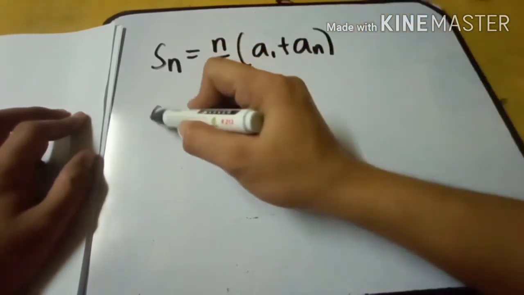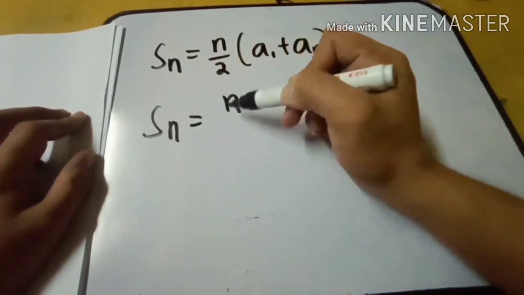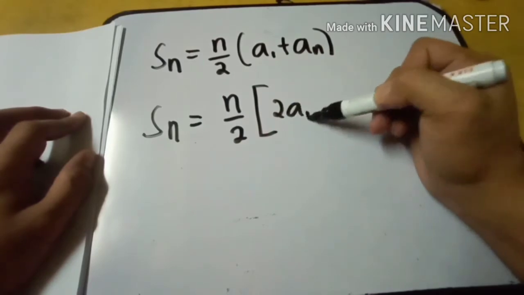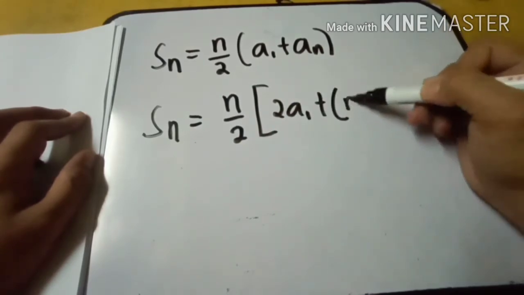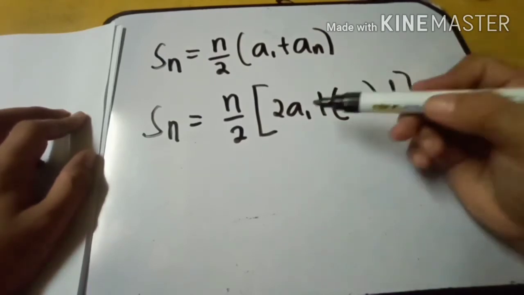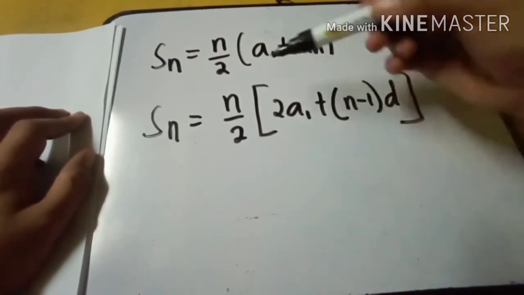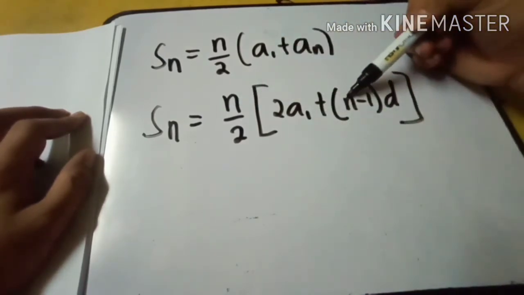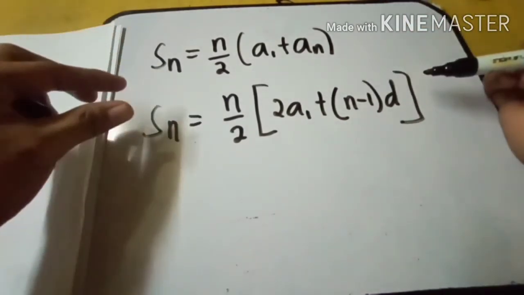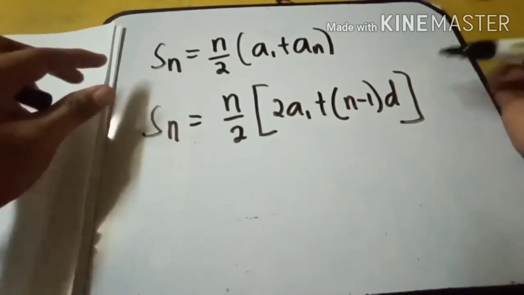Another, we have S sub n is equal to n over 2 times the quantity 2a sub 1 plus the quantity of n minus 1 times d, where a sub 1 is also the first term, n is the number of terms, and d is the common difference. Now I will give you the difference of these two equations.